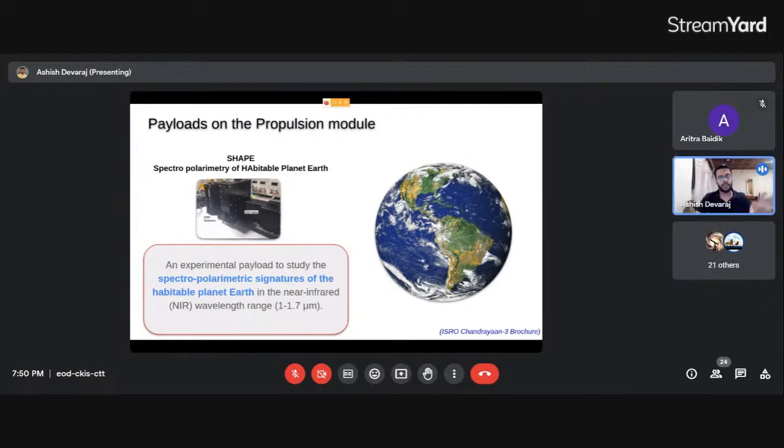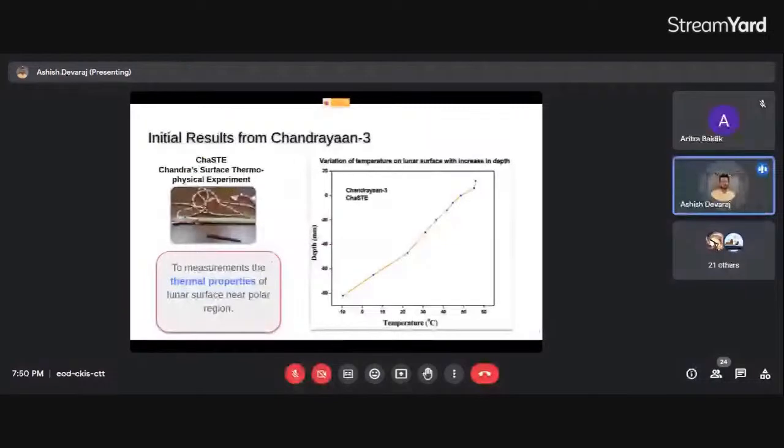So that is the SHAPE payload. It is particularly interesting to see how it has come out. Now let's look at some initial results from Chandrayaan. I mentioned the ChaSTE instrument, right? The red figure is showing the plot. The y-axis is the depth and the x-axis is the temperature. The depth is in millimeters. So 0 corresponds to the surface of the moon, minus 20 will be 2 centimeters, minus 40 will be 4 centimeters, like that till 8 centimeters. So we have probed till 8 centimeters down in the surface of the moon.